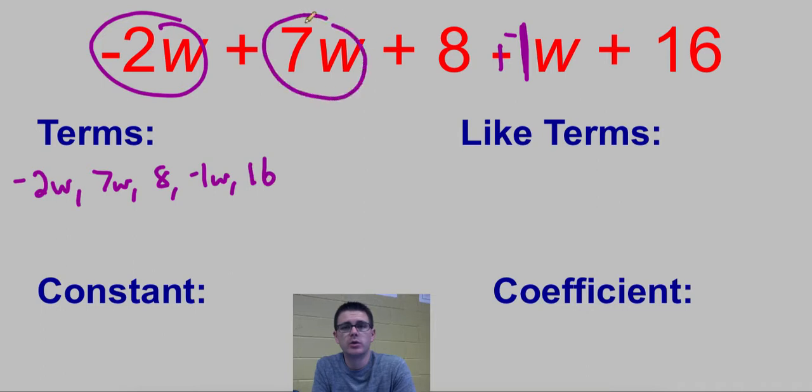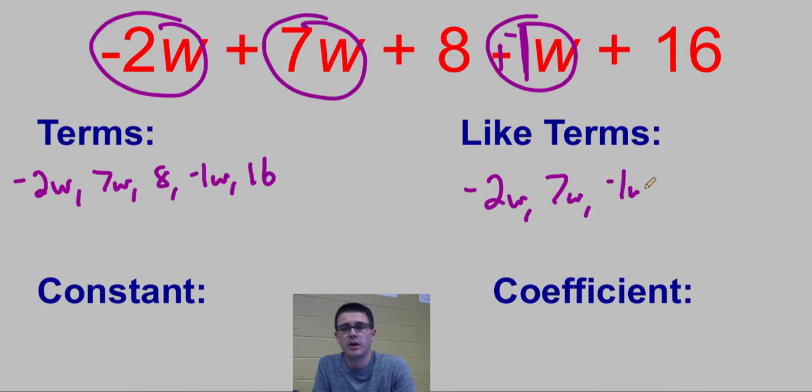Negative 2 and 7, negative 1. So negative 2w, 7w, and negative 1w. Those are like terms, so we group them together. And then I have my plain numbers, 18 and 16.